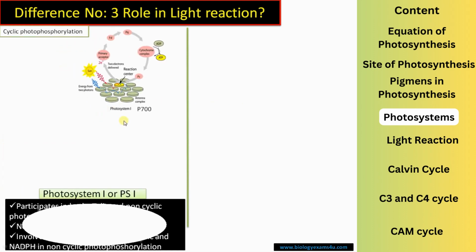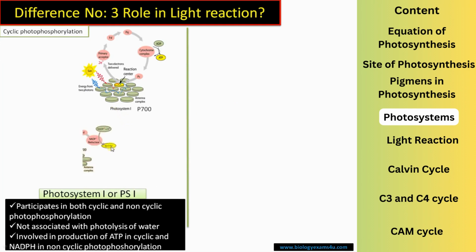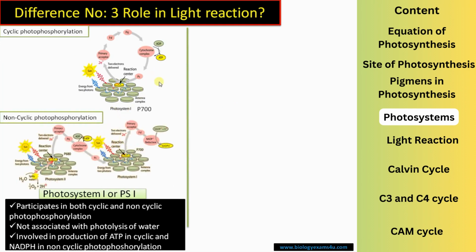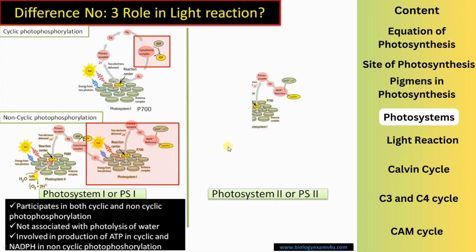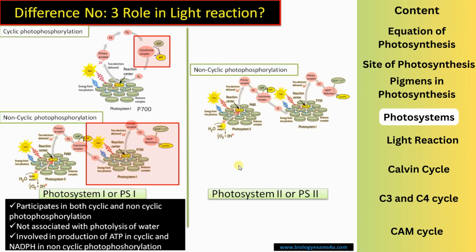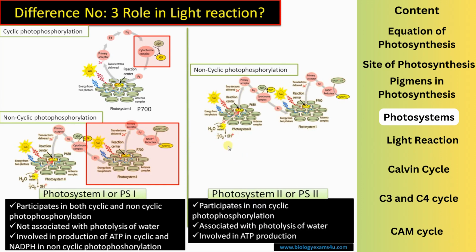Photosystem 1 is involved in both cyclic and non-cyclic photophosphorylation. In cyclic photophosphorylation, photosystem 1 contributes to the formation of ATP. Electrons return back to photosystem 1, whereas in non-cyclic, electrons are received from photosystem 2 and it forms NADPH. Whereas photosystem 2 is only involved in non-cyclic photophosphorylation and also in a process called photolysis of water.